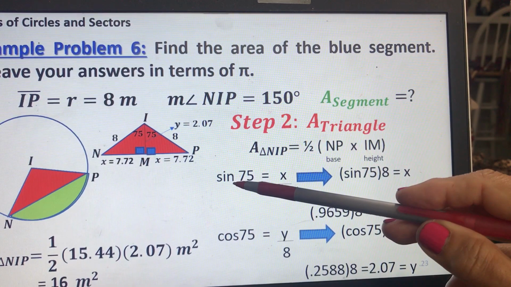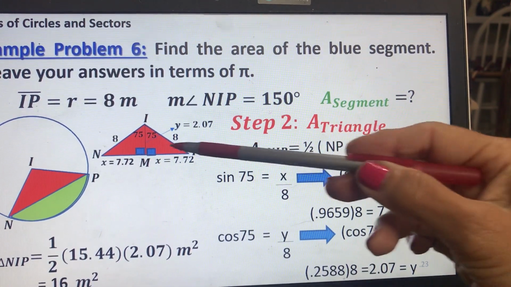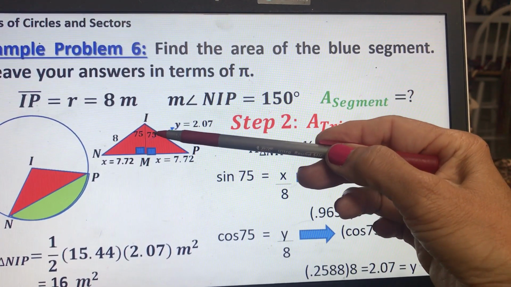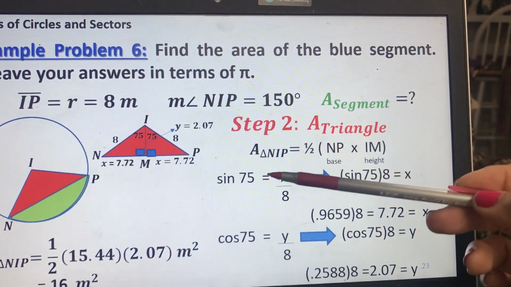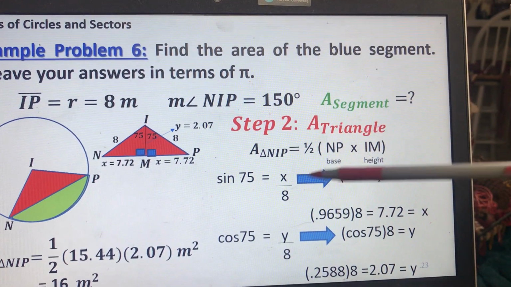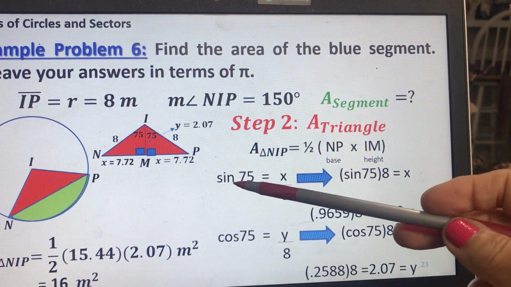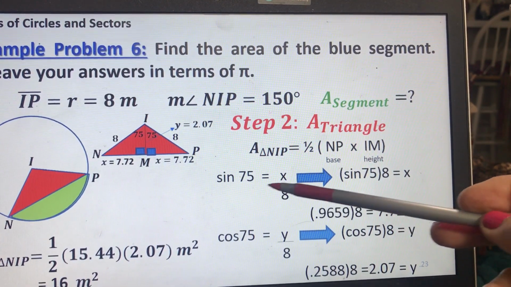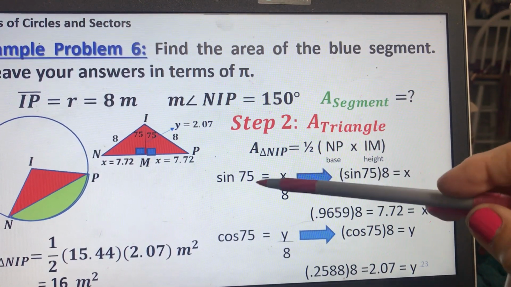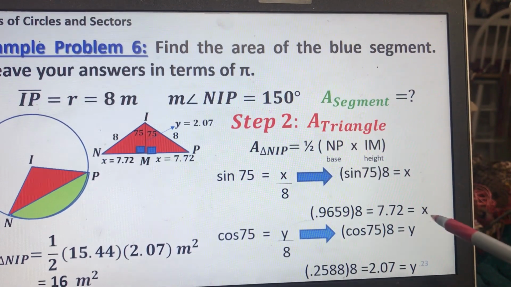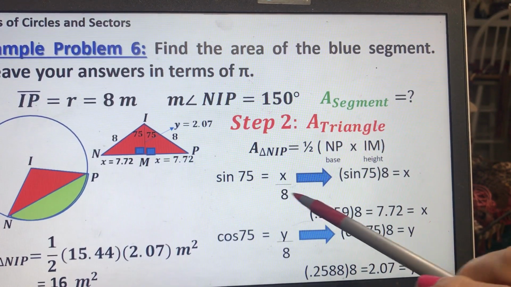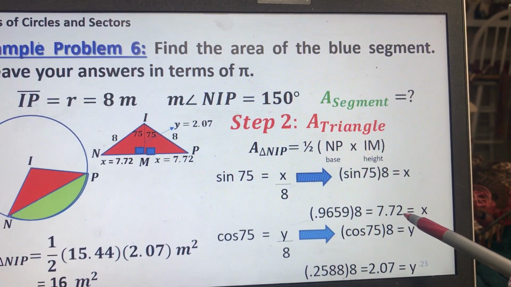The sine function helps us establish a relationship between the opposite side of angle I and the hypotenuse. So we say that the sine of 75 is going to be equal to x over 8. Now when we do our cross multiplication, the sine of 75 is over 1, so x is going to be equal to the sine of 75 times 8. So x is going to be equal to 0.9659, which is the sine of 75, times 8, which is equal to 7.72.